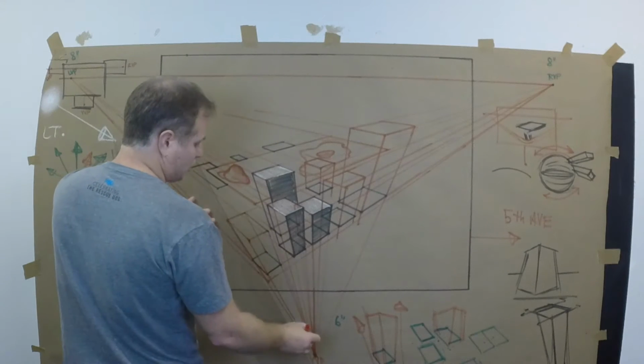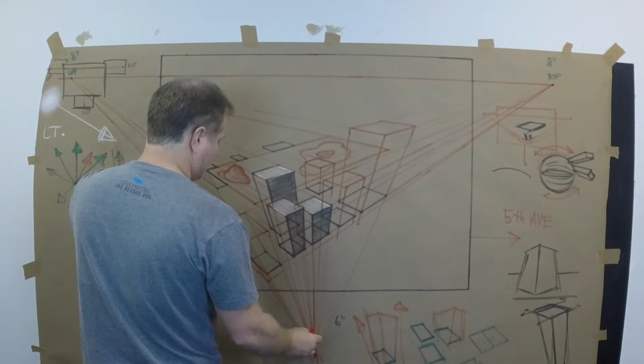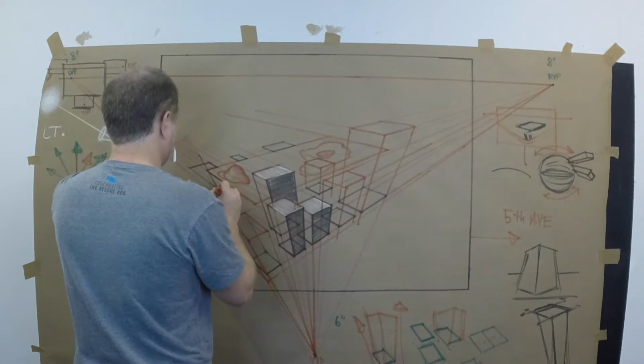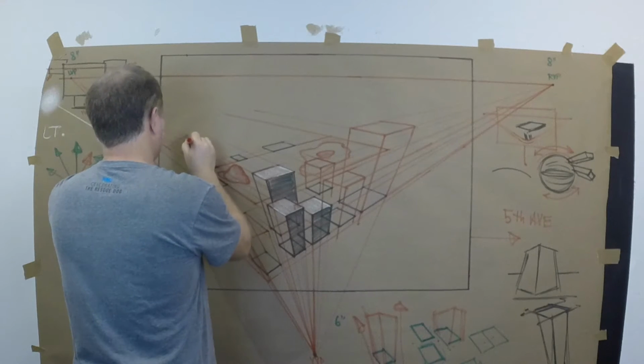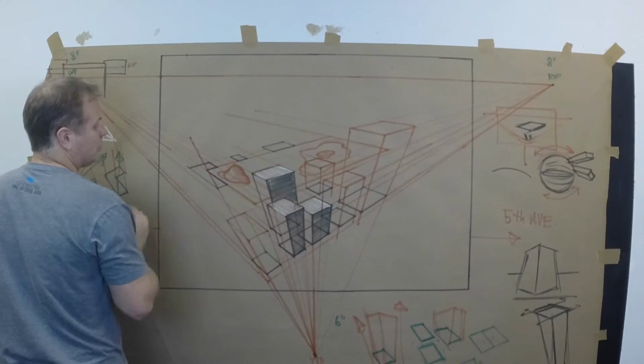This front corner, that's the one I want to bring up first because it's my height. It tells me the height of my building. So right here, I'll keep going and make it about this high. I'll put a dot here so you'll see it.